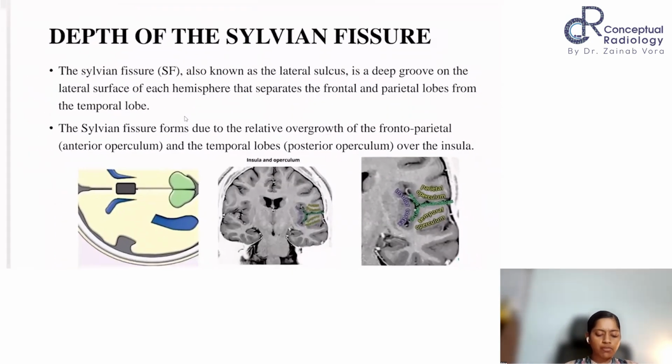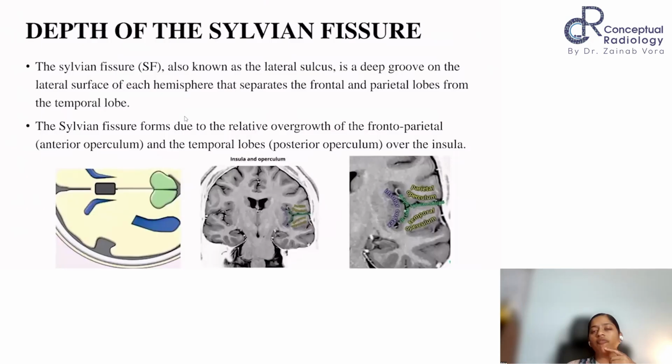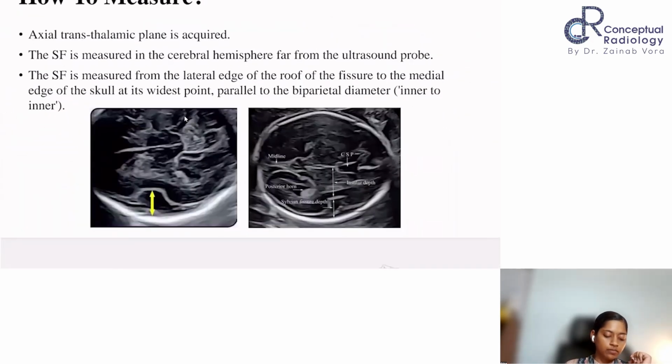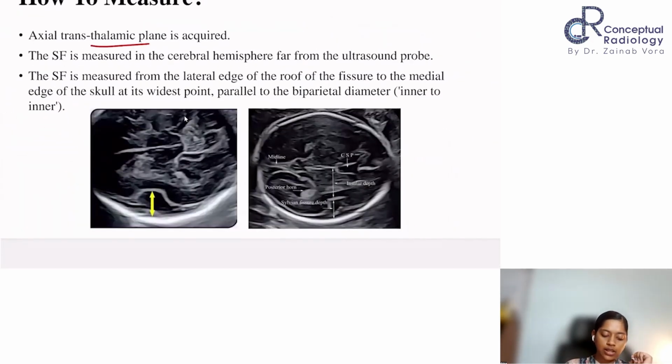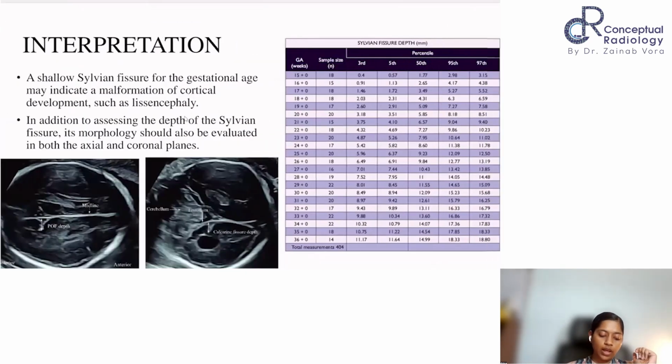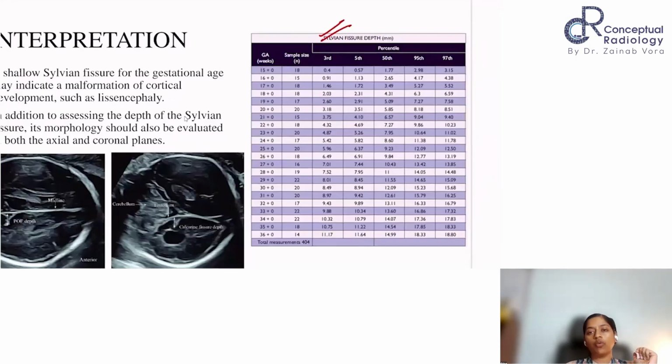And what about the measurement? Should we measure the Sylvian fissure? If in doubt, yes, definitely. There is a quantitative method to it. So how do you measure it? The axial transthalamic plane is taken and you measure from the lateral edge of the roof of the fissure till the inner part of the calvaria at the widest part. So this is how you measure the depth. It should be parallel to the BPD plane. And then you have nomograms.